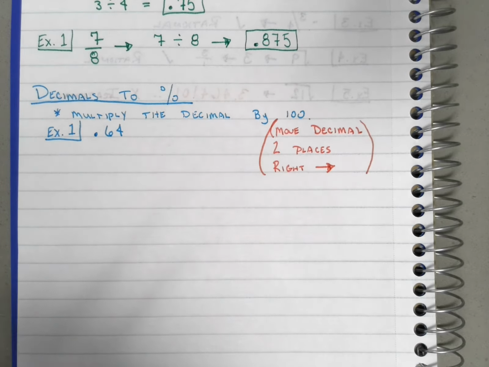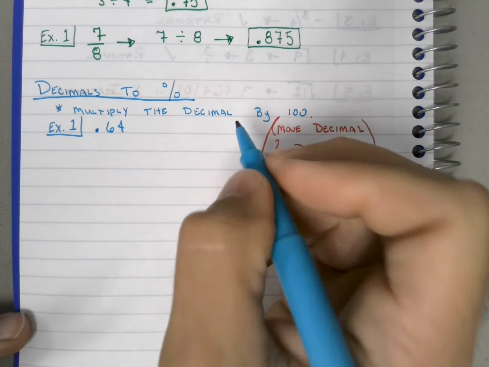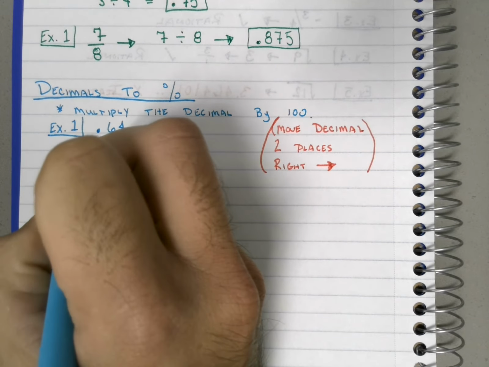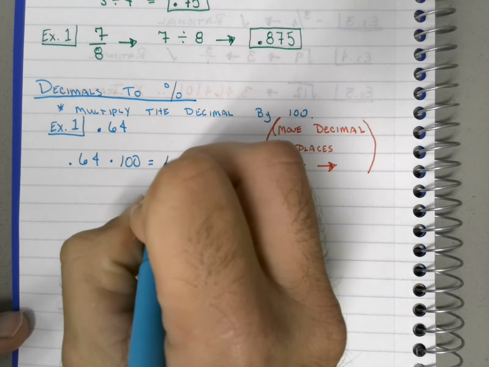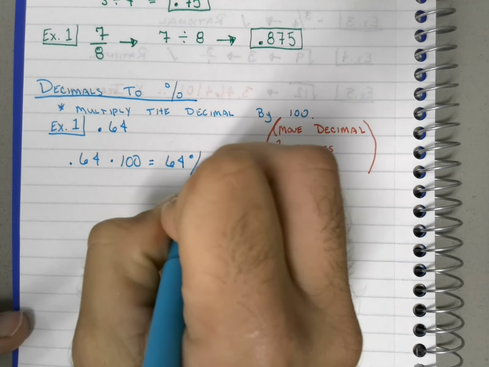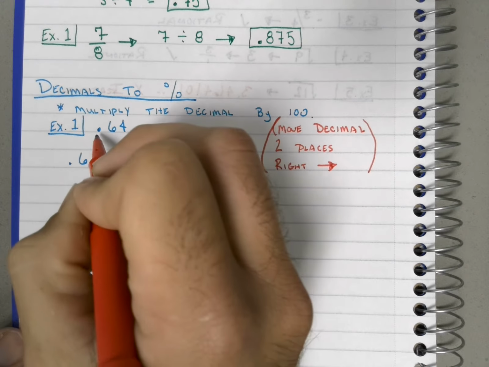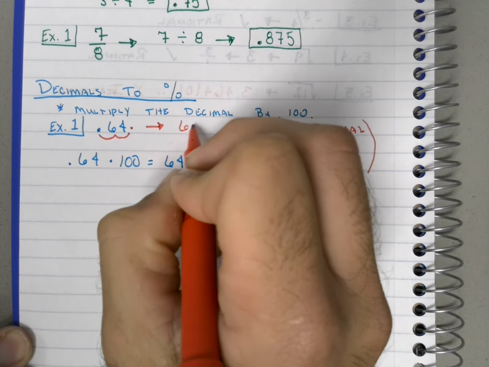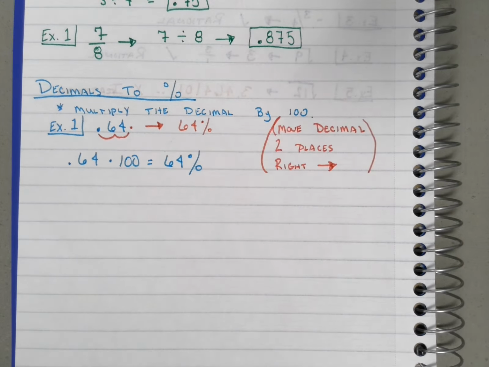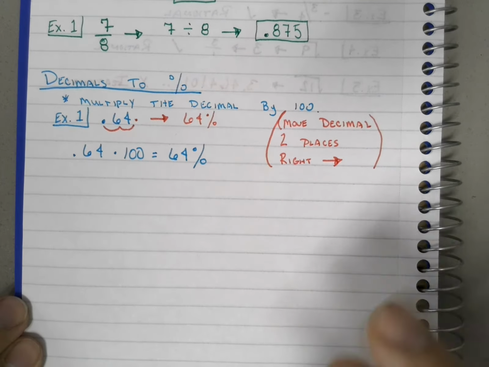So we would do 0.64 and change that to a percent. You would do 0.64 times 100, which will give you 64%. Or you can just go 1, 2, there's my new decimal, 64%. Okay, let's look at another one.